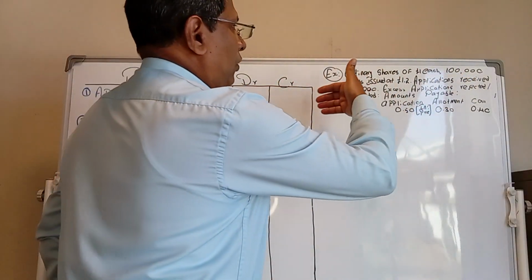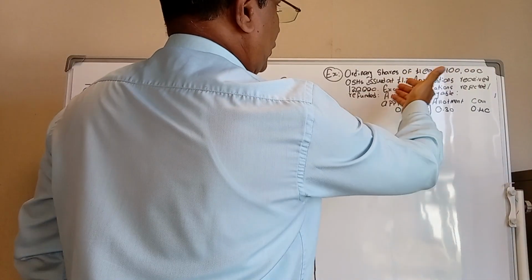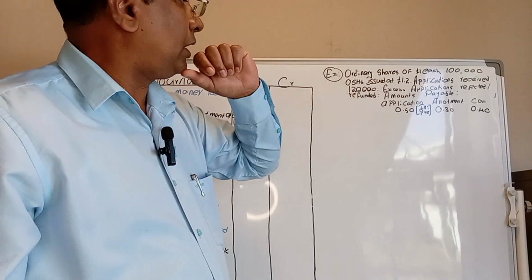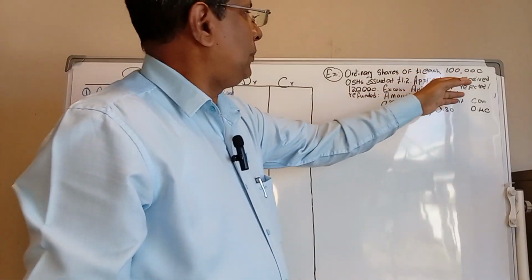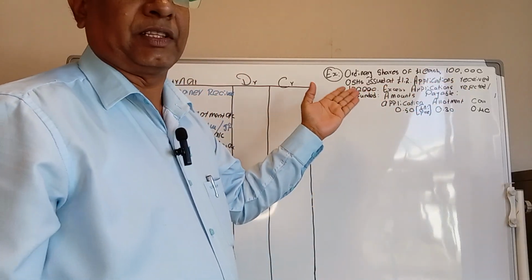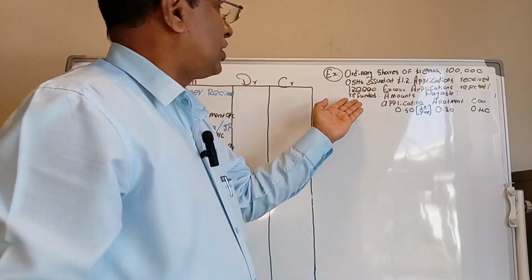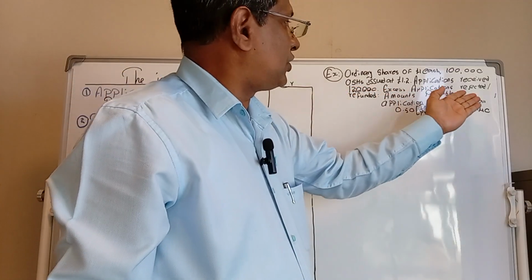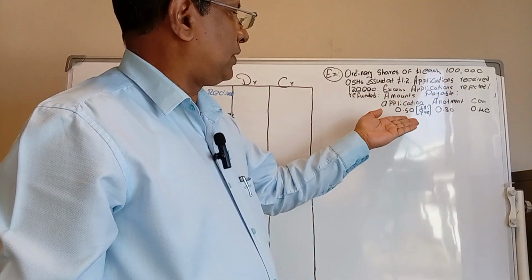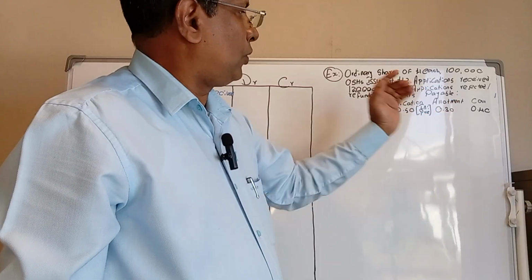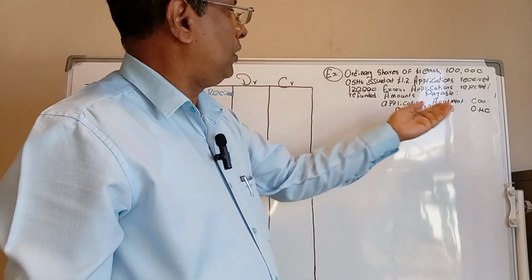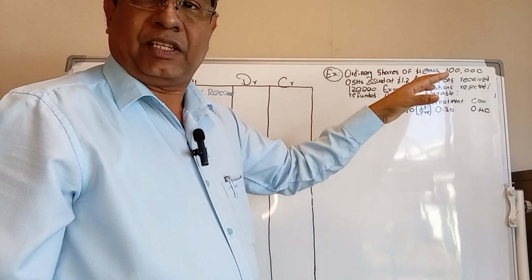It says ordinary shares of £1 each, 100,000 ordinary shares have been issued at £1.20 each. Applications are received for 120,000. Excess applications were rejected and refunded. The amounts payable on the shares are application 0.5 including the premium, allotment 0.3 and call 0.4. So 0.5 plus 0.3 plus 0.4 makes up 1.2, and that's the issue price of a share.